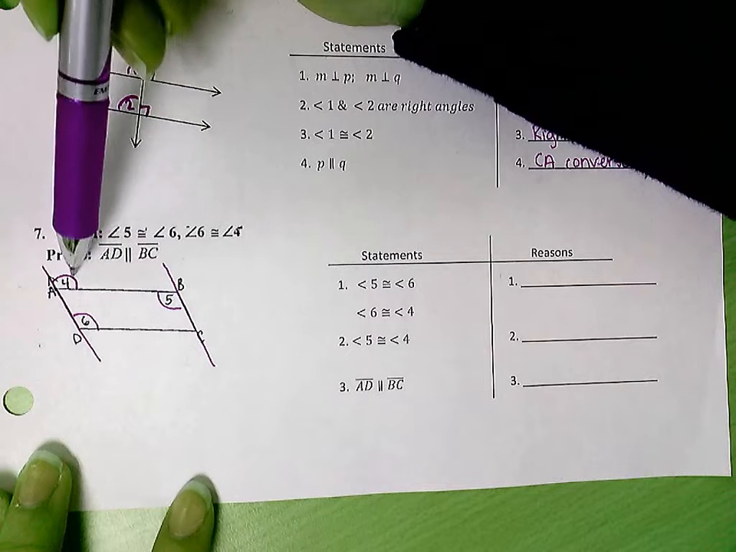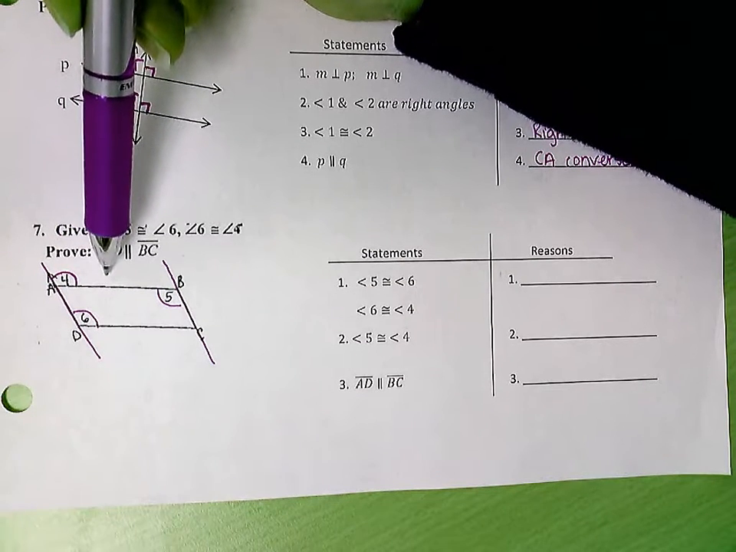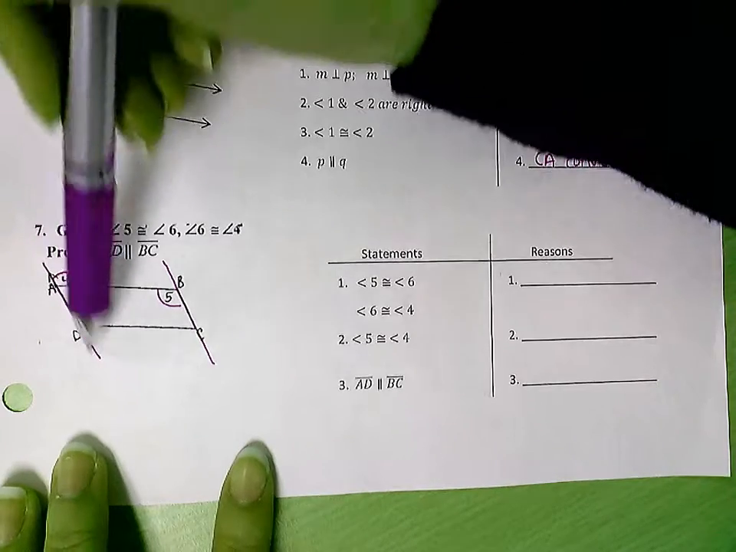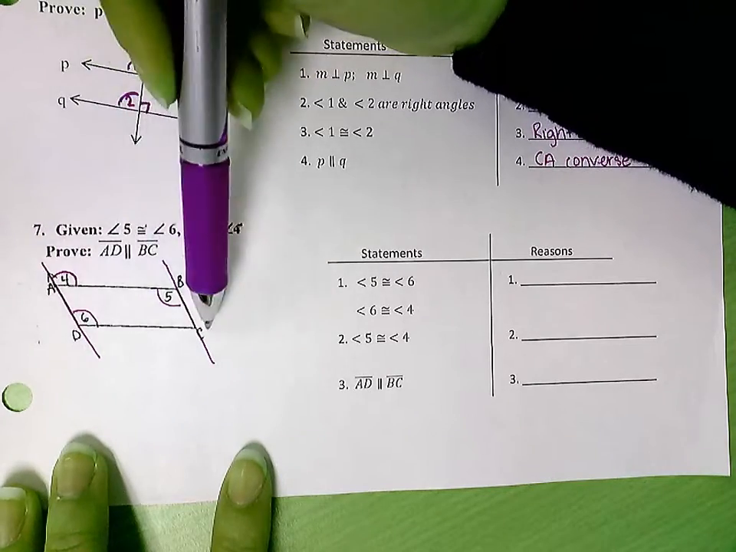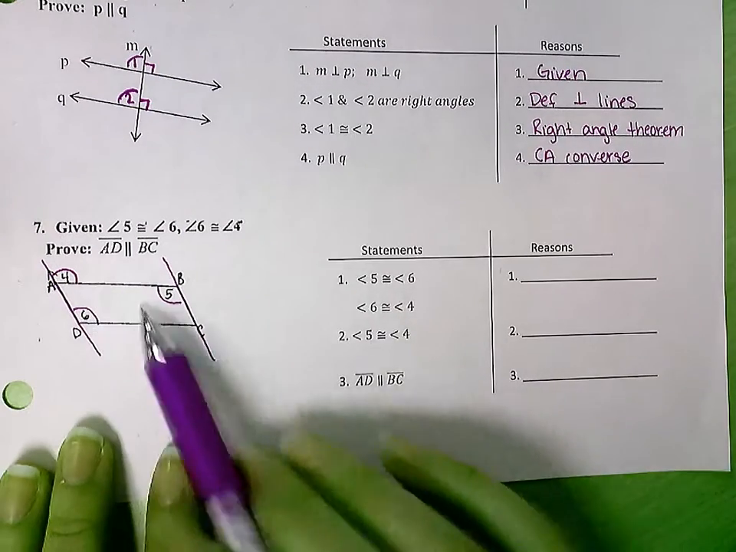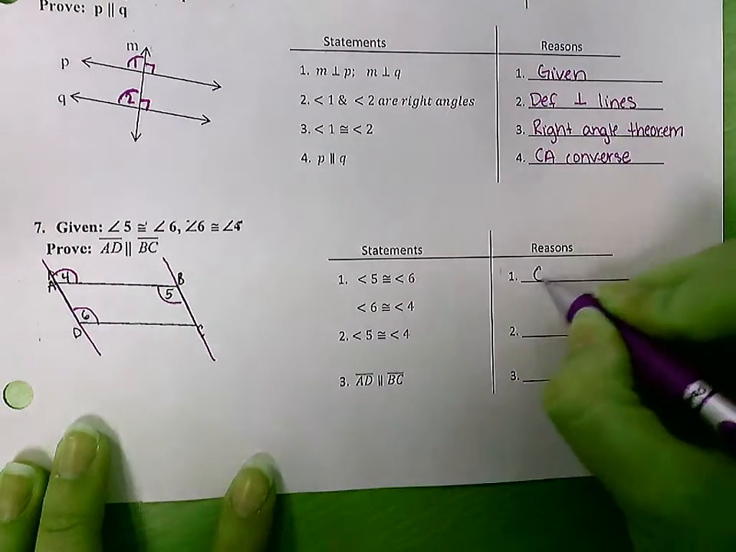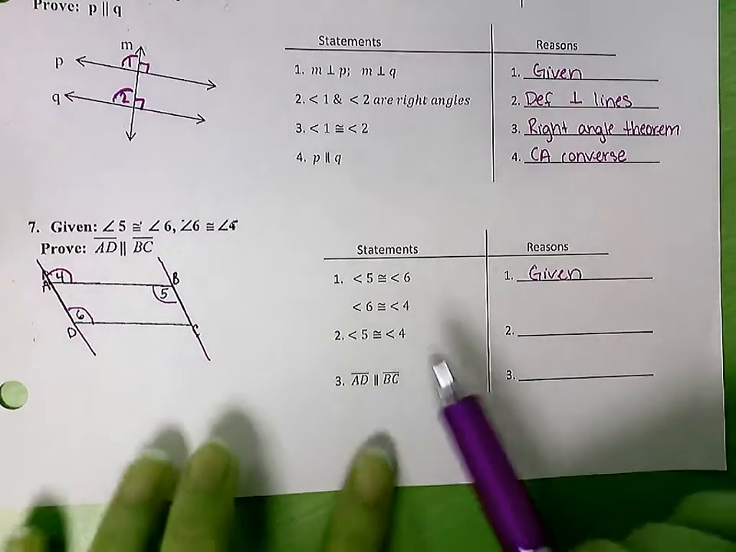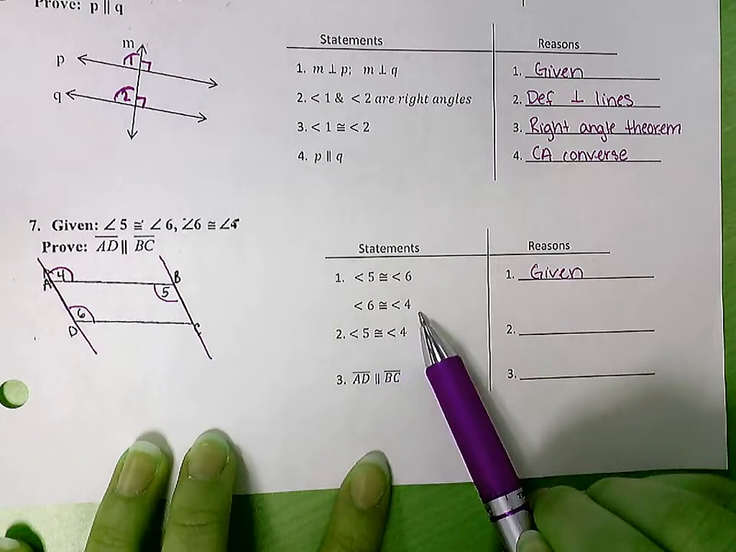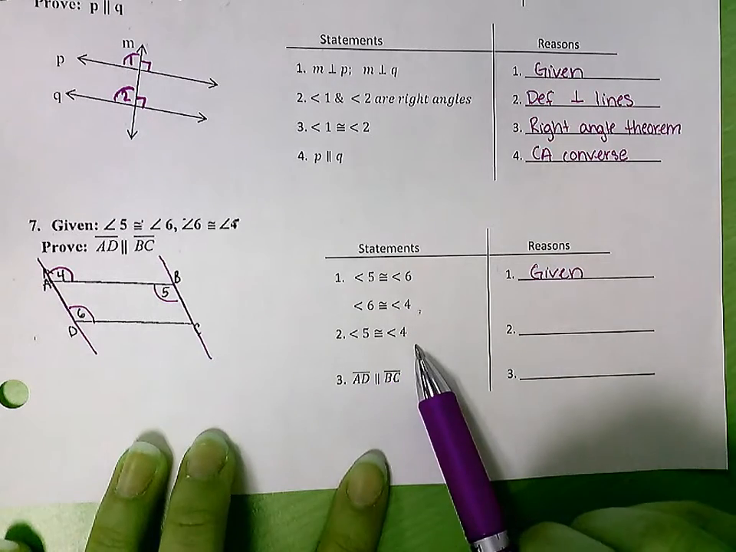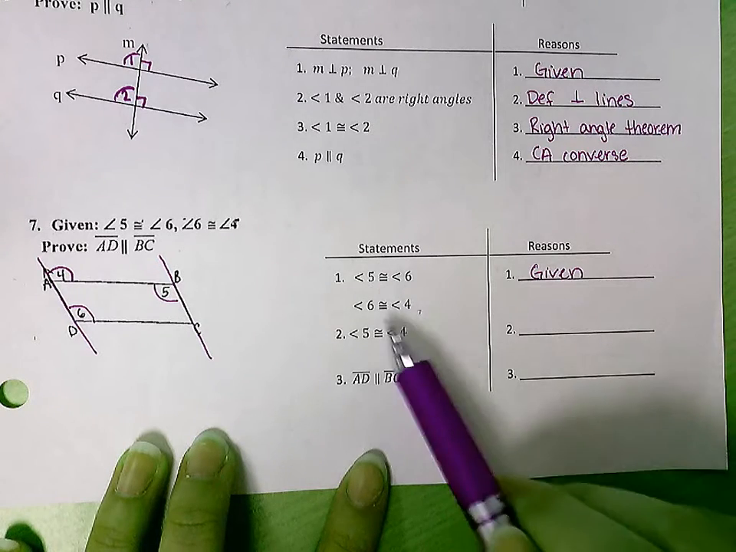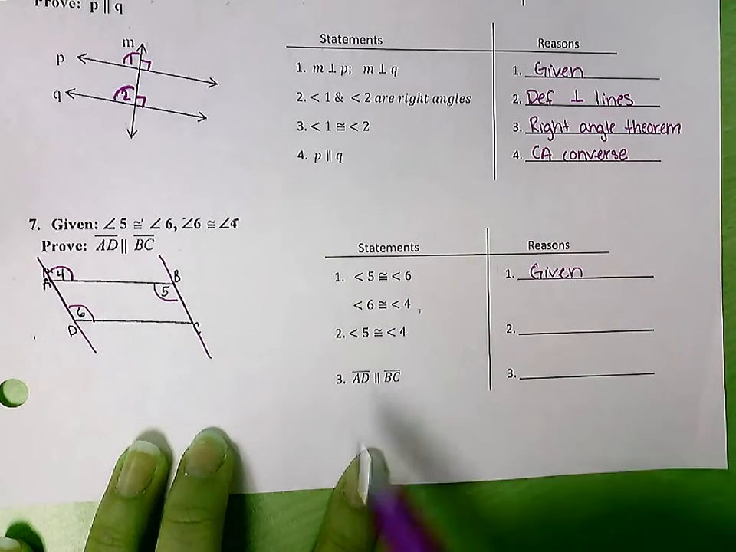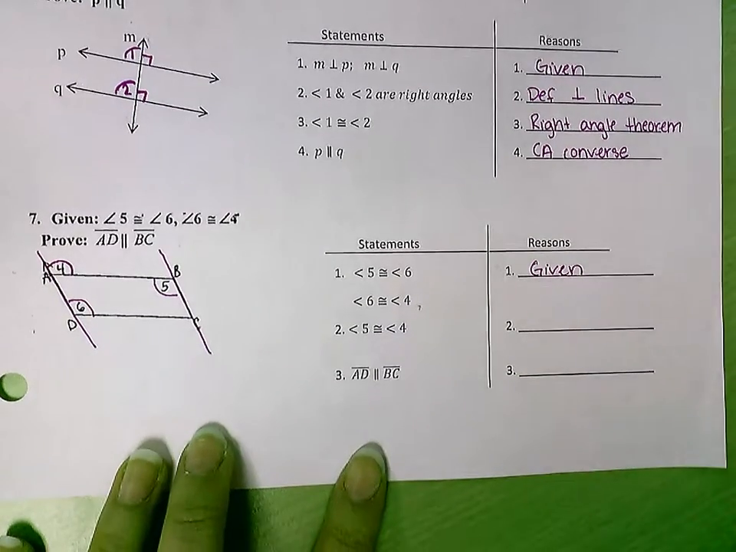So you used 4 and 6 were congruent to say that and used CA converse. But those aren't the lines you're proving parallel. You're proving these 2 lines parallel, not these 2. So I want to use my given that I labeled on my picture. From that information, I can come to my second statement. If I had 5 congruent to 6 and 6 congruent to 4, I can say 5 is congruent to 4 since both are congruent to 6.